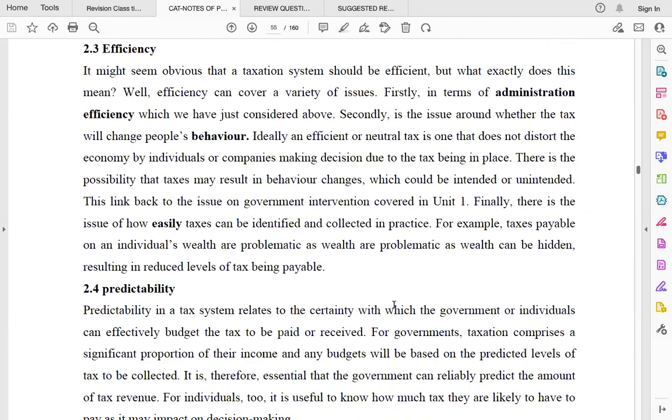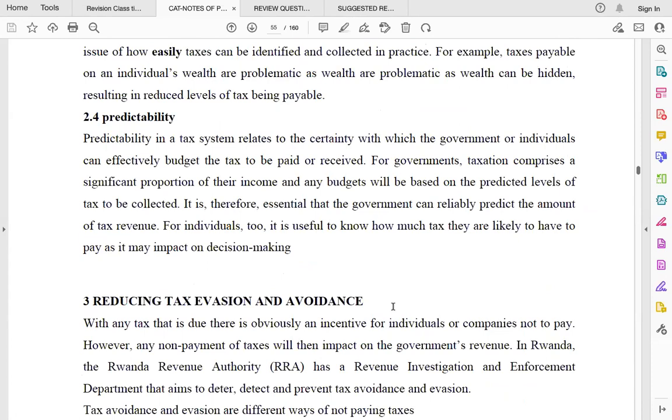The last one is predictability. You should be able to predict the tax system. The individuals or the government can effectively budget the tax to be paid or received. For government, taxation comprises a significant proportion of the income, so the tax system should have the ability to make a prediction. We should be able to predict the tax that we will generate in the next period to come.